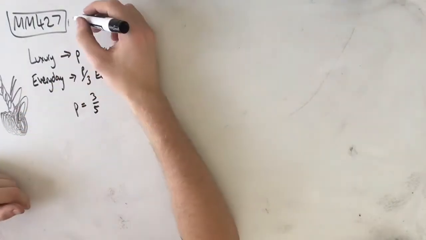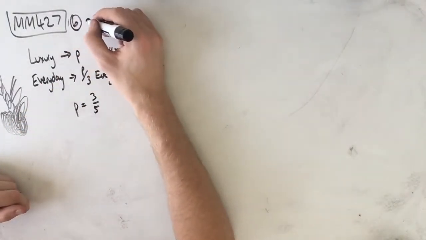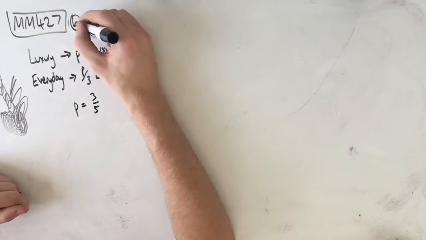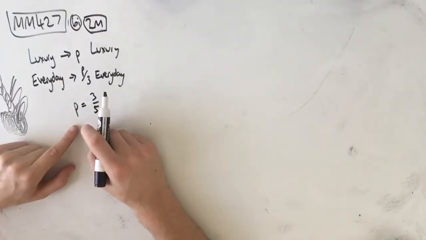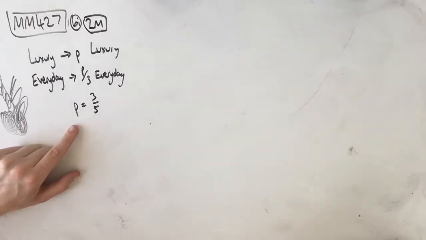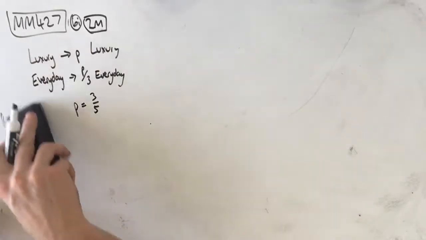Awesome. So on a different day, part BI is 2 marks. On a different day, the value of p is known to be 3 on 5. Find the probability that the third car sold is an everyday car, given that the first car sold was also an everyday car. All right, awesome.